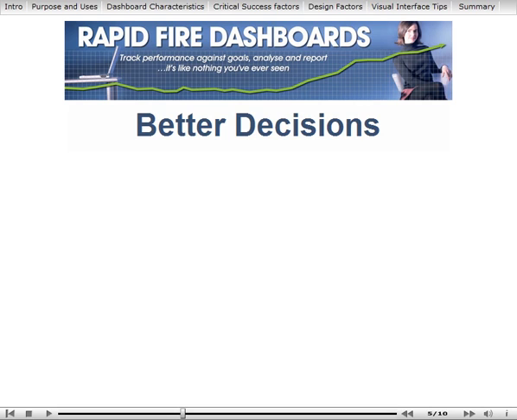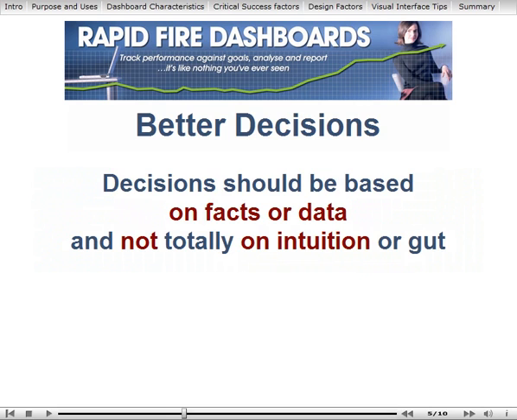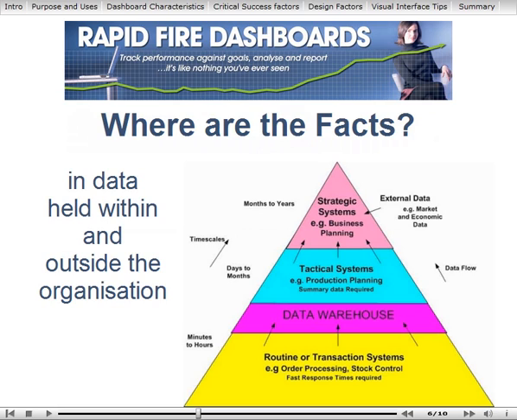To achieve better decision making, decisions should be based on facts or data and not totally on intuition or gut. Many managers today run their businesses totally by intuition. The aim of using dashboards is to change that. So where are the facts in a business? They're held in the systems that run the business day to day, and also from outside the business as well.